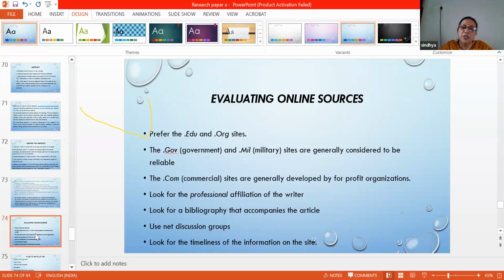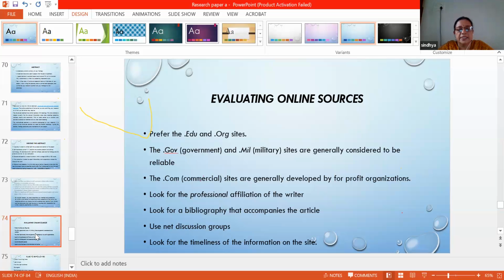And look for the bibliography that accompanies the articles. When you read the article, you should go through the bibliography, to see whether the bibliography is exhaustive enough to substantiate the result of the paper. So that also shows the authenticity of an online resource.